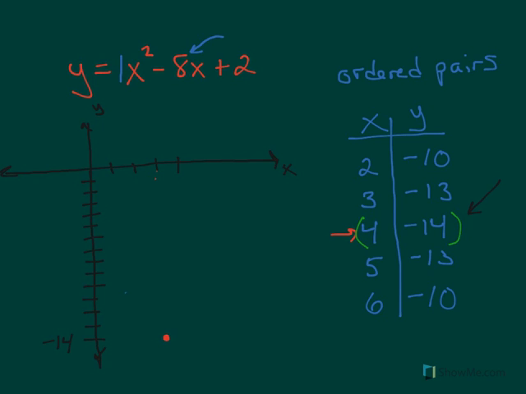Some of the IXL.com modules are wanting you to find the minimum of the graph. This is the minimum value. The lowest it goes is negative 14. Everything else is above it. And let's plot another point.